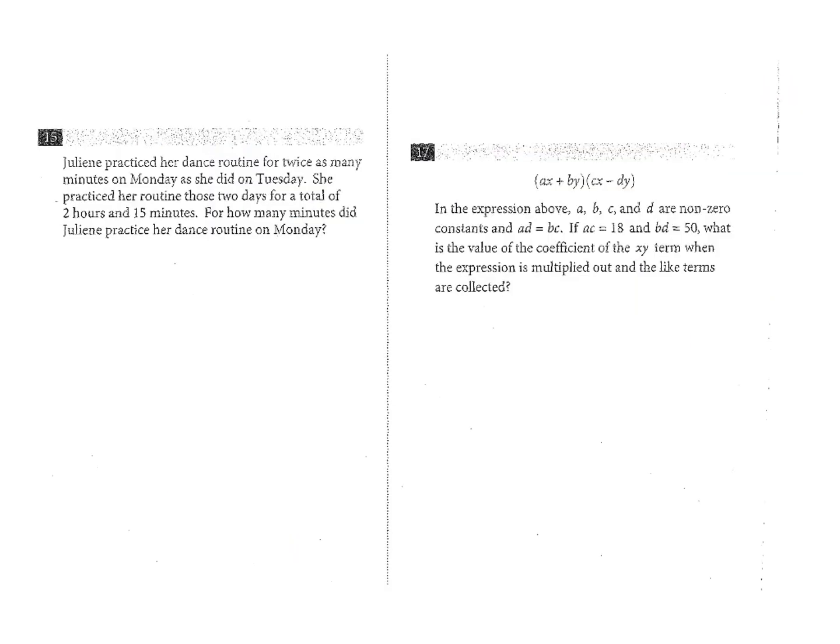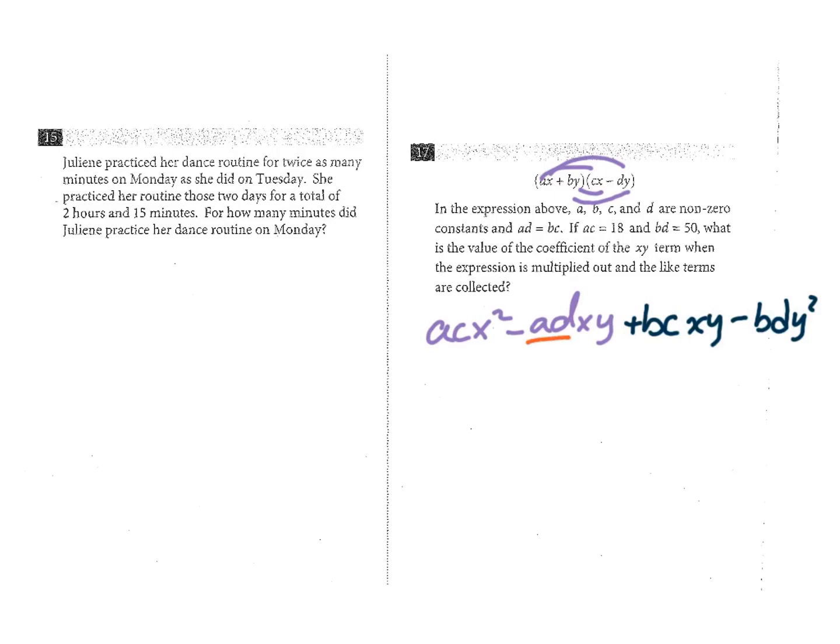For number 17, you have to do the FOIL first. We got this part. But since AD equals BC, this cancels out. We are looking for the coefficient of XY. Since this cancels out, definitely the answer is 0.